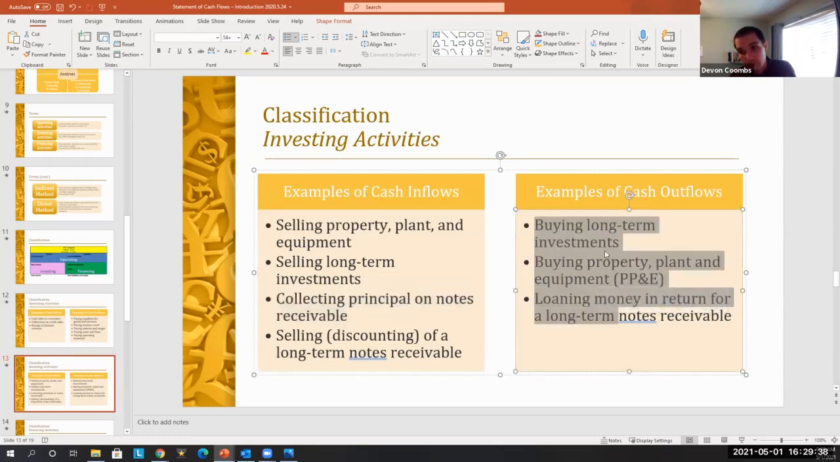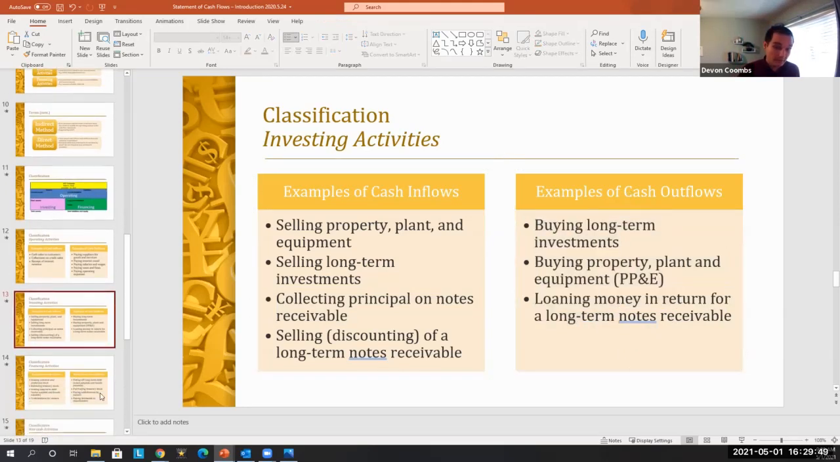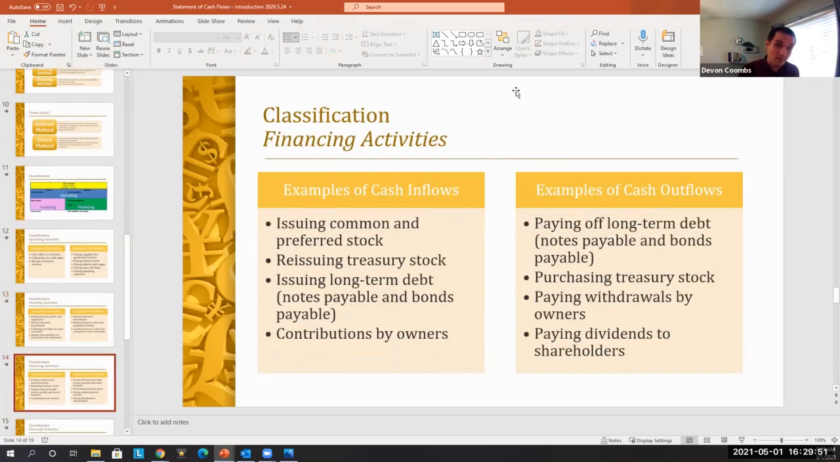Cash outflows, when we're buying long-term investments, when we're buying PP&E, when we're loaning money in return for long-term notes receivable. When we're loaning it, if we're the borrower, then we're financing activities. When we're loaning it, it's a long-term notes receivable. When we're borrowing, it's a notes payable.